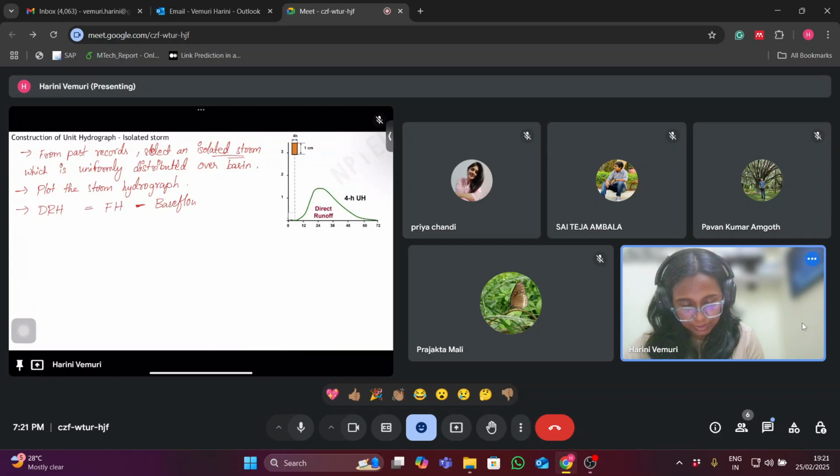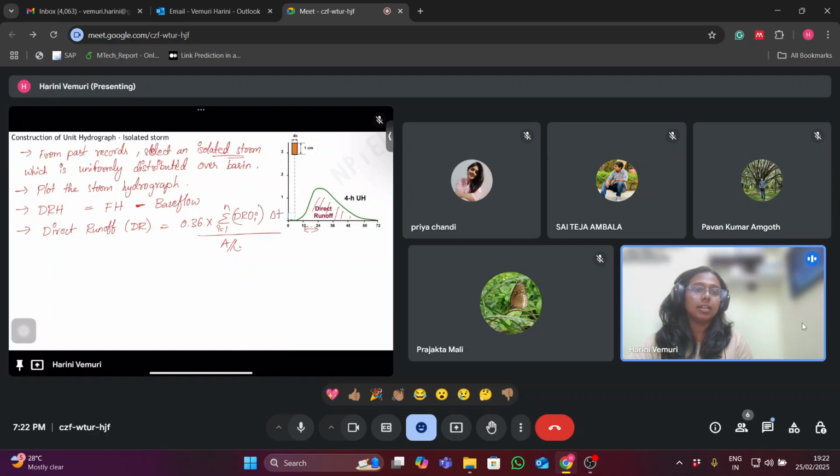Then we'll calculate the direct runoff volume. Generally, we'll take the area under this entire curve for the direct runoff hydrograph. For this we can directly use this formula: 0.36 times the sum of all the direct runoff hydrograph ordinates times delta t, where delta t is the time gap. Here in this case it's a 12-hour time gap, divided by area.